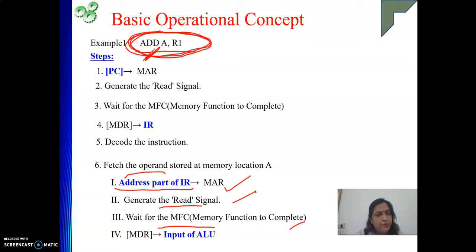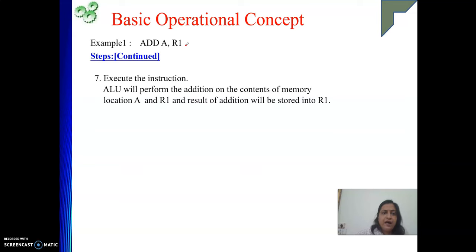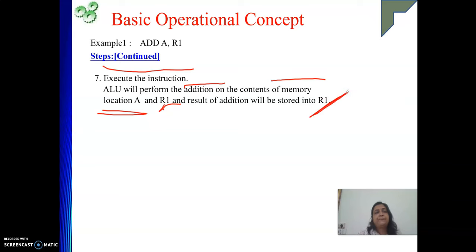Okay. Then see, is it over? No. Till now we have not performed the operation. Till now we have got our operand from memory, and the other operand is there in the processor only, so no need to go to memory for that. So next, execute the instruction. What will the ALU do? It will perform the addition on the contents of memory location A that we brought in the previous step and the content of R1, and the result will be stored in R1. So this much is there as part of the execution of this instruction. Hope this is clear. Then next we'll see quickly one more example.